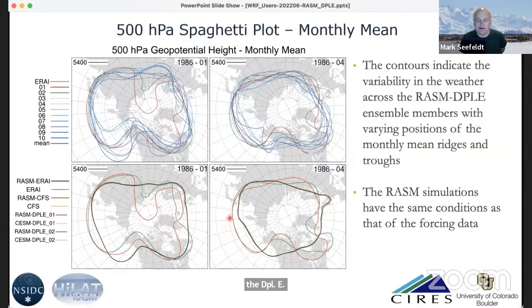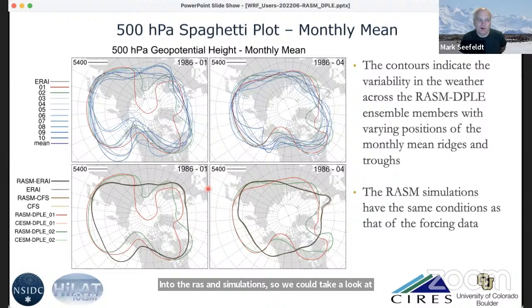So we could take a look at this in a spaghetti plot of the 5,400 meter contour of geopotential height, looking at it for January 1986. We have the 10 ensemble members, again with red being the 0-1 ensemble member, green the 0-2 ensemble member. And we see this large variation in the monthly mean of the weather across the 10 ensemble members. We look at just the first and second ensemble members, as well as the reanalysis simulations. We see that the RASM simulations are following that of the forcing data, and this is as you would expect when applying nudging to the top half of the atmosphere.